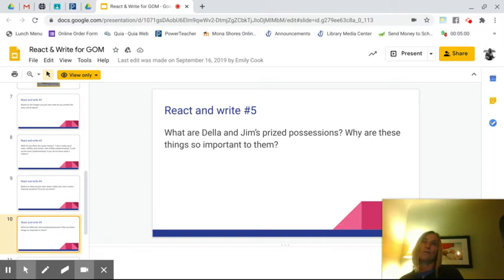One was describing how the Queen of Sheba would be jealous, or maybe not so much jealous, but wish she had what Della has. And the other was King Solomon, who would pluck at his beard from envy, meaning he was jealous because he didn't have what Jim had, even though he has all these other riches. But that just kind of tells you how important, and the author wants you to know how important these possessions are, because it is important later on in the story. So think about that. What are the possessions, and why are these things so important to them?